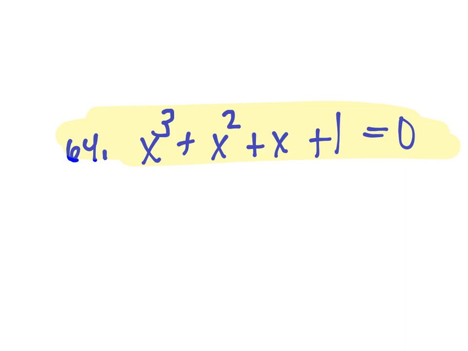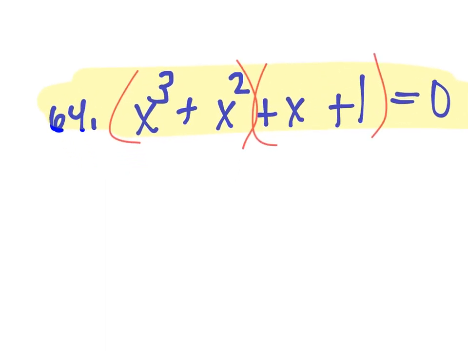You can take out an x. Can I take out an x out of all 4 of them? Nope. What are we doing? We have 4 terms. Group. Good. Okay, if we group, I'm going to group the first 2 and the second 2. What can I take out of the first 2? X squared. Good. I'm left with x plus 1.